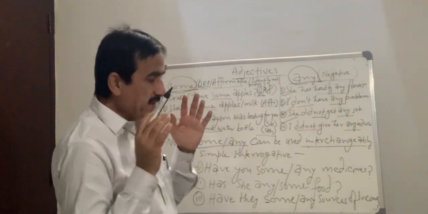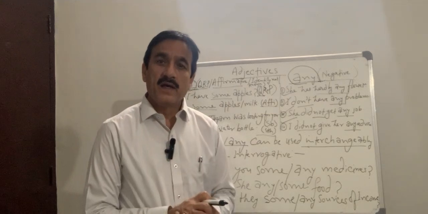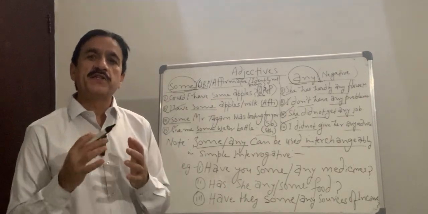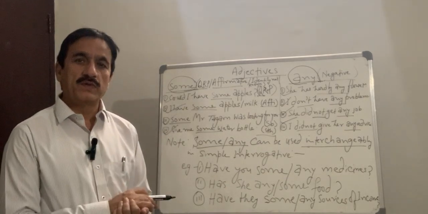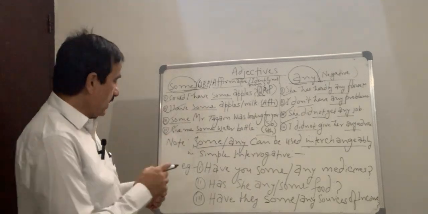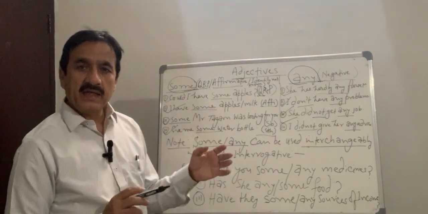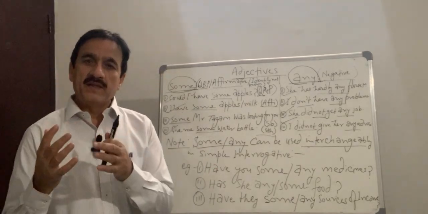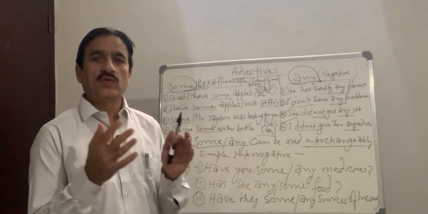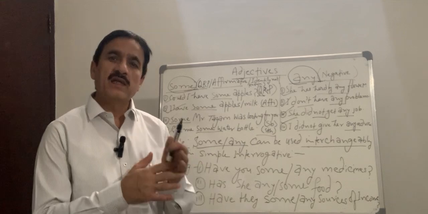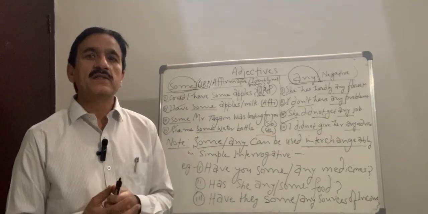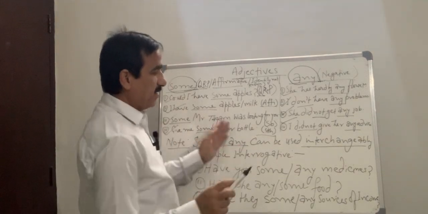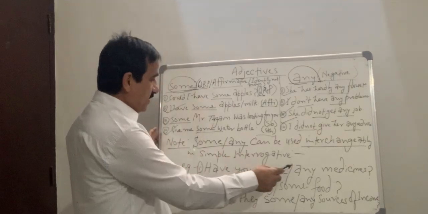Now, there are also situations where some and any can be used interchangeably, and this is very important for all of you to know. What is that situation? Look at the note here. Some and any can be used interchangeably. Means some यूज करेंगे तो भी करेक्ट होगा, एनी यूज करेंगे तो भी करेक्ट होगा, ऐसा भी सिचुएशन है. तो वो कौन सा है? In which situation can some or any be used interchangeably?